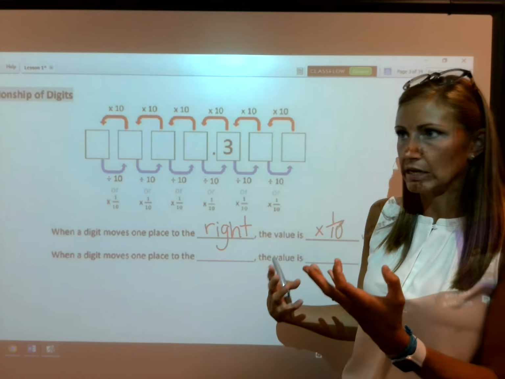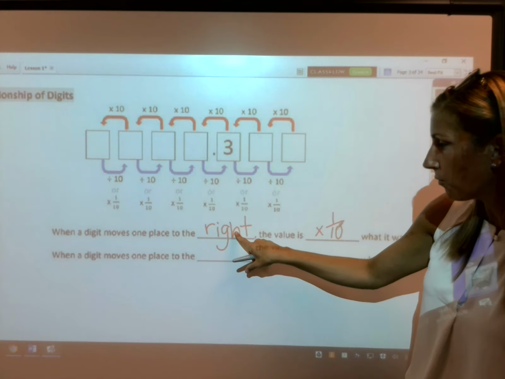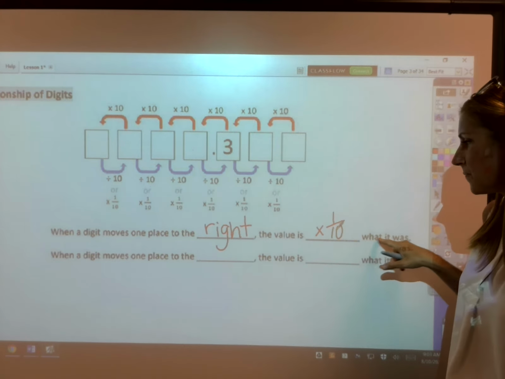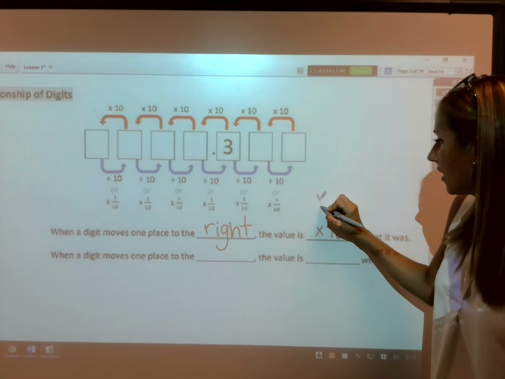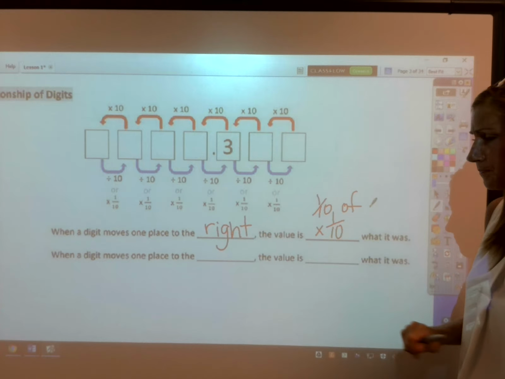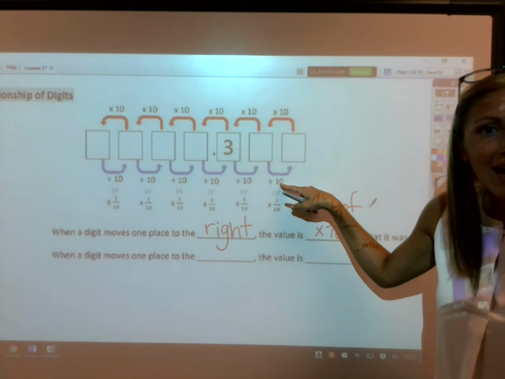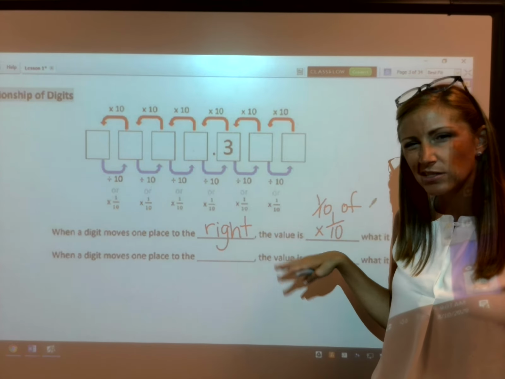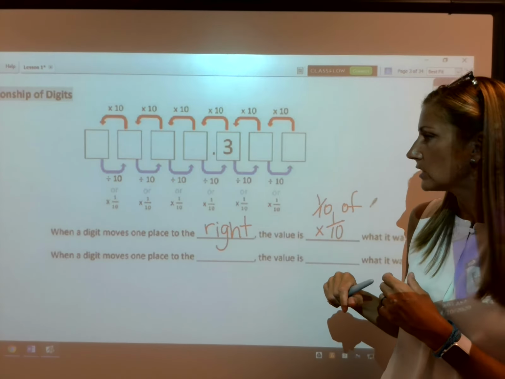Now, mathematically, it definitely makes sense. When a digit moves one place to the right, the value is divided by 10. It's a tenth of what it was. So you could just say a tenth of what it was. These mean the same thing. So is that divided by 10 actually happening there? Yeah, it definitely is. But as far as the sentence making sense and its value and how it's changing, we would want to use those words instead.